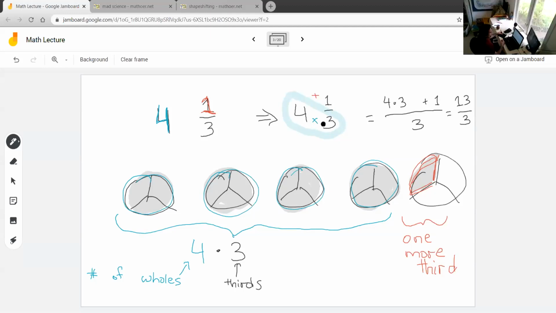And we're multiplying because each of our whole number, each of this 4, turned into a pie that had 3 pieces. So that's 4 3s. And then there's the one more, that was the partially shaded pie. Okay, other questions?